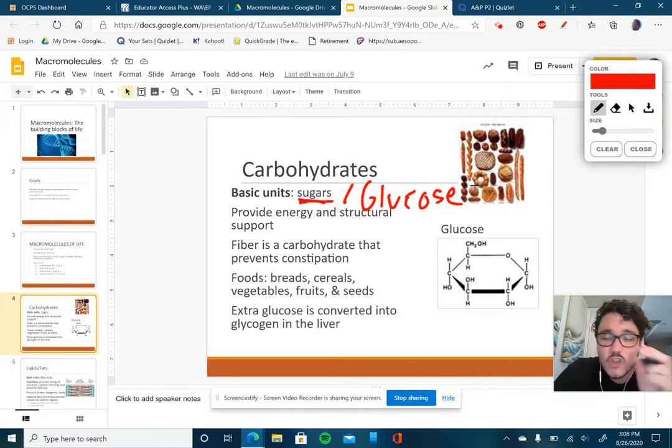Carbs are also a great structural unit. They're helpful for building more complex structures, which we're going to learn eventually down the line. One of the most important carbs that I'm going to star here, one of the most important carbs that we need to know is fiber. Fiber is an essential complex carb. So these complex carbs don't process the same way that simple carbs do. The biggest thing about being a complex carb is that it helps to prevent constipation. It helps to keep a healthy flow.